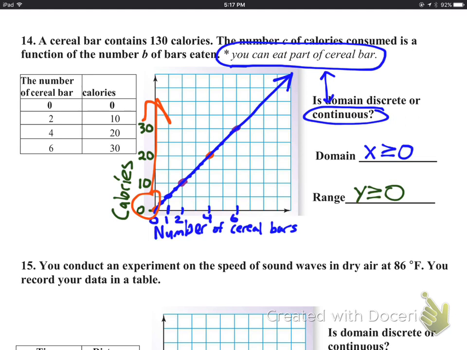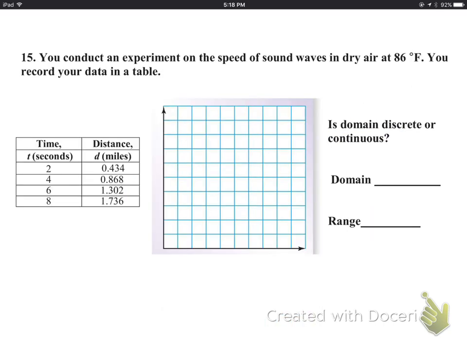But you have to start at 0. You can't eat a negative number of calories here. So the interval notation way to say that is 0 to infinity, where the 0 has the bracket and infinity has the parentheses, and same with the range. All right, let's do the next problem very briefly.